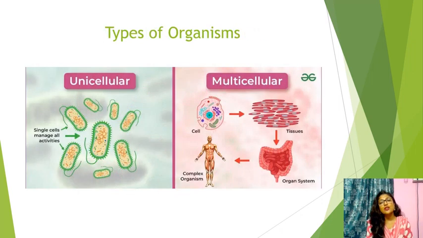Primarily, organisms on the basis of the cell can be of two types. If the organism is made up of a single cell, we call it unicellular. Examples are amoeba, paramecium, etc. Multicellular means the organism's body is made up of many cells. The examples are we human beings.